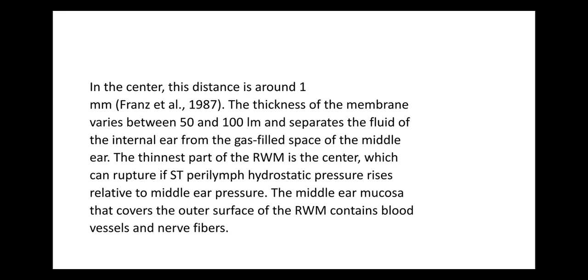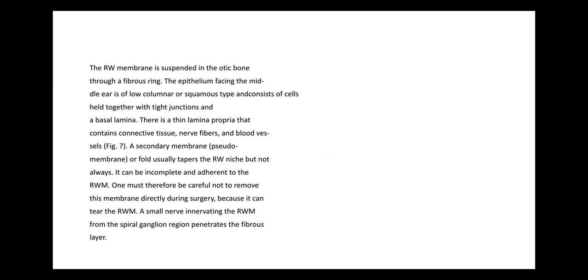The middle ear mucosa that covers the outer surface of the round window membrane contains blood vessels and nerve fibers. The round window membrane is suspended in the otic bone through a fibrous ring. The epithelium facing the middle ear is of low columnar or squamous type and consists of cells held together with tight junctions and a basal lamina. There is a thin lamina propria that contains connective tissue, nerve fibers, and blood vessels.